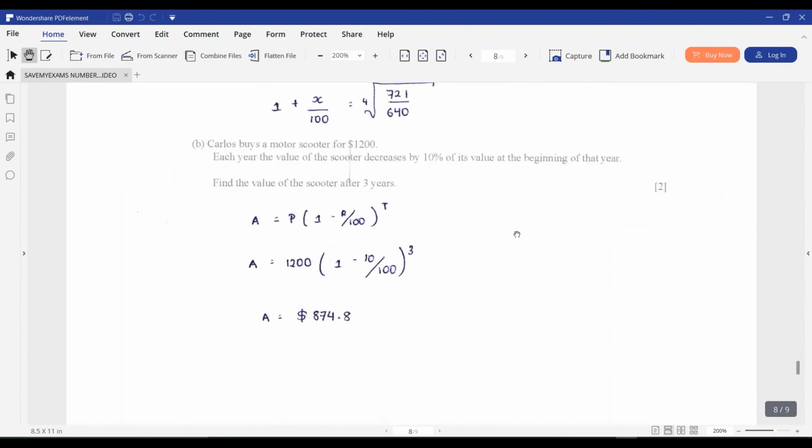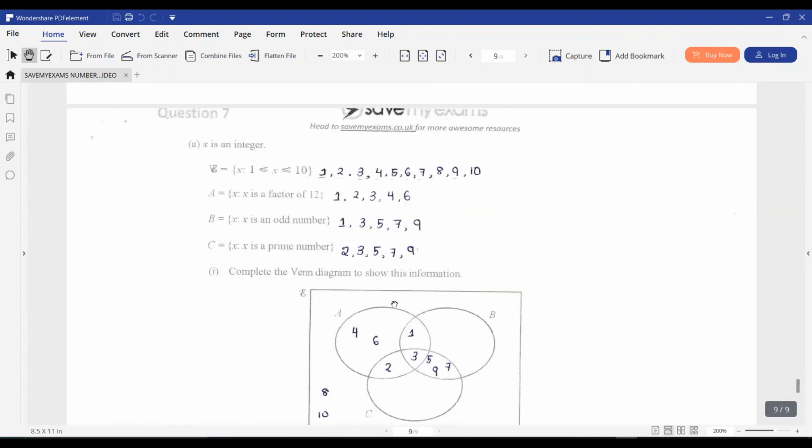Carlos buys a motor scooter for $1,200. Each year the value of the scooter decreases by 10% of its value at the beginning of that year. Find the value of the scooter after 3 years. So we would do amount is equal to P, open bracket, 1 minus R over 100, close bracket, power time. Amount is 1,200, open bracket, 1 minus 10 over 100, close bracket, power 3. Solve this part first, and then take the answer, cube it, and then multiply by 1,200, and you should get the answer to be $874.80.